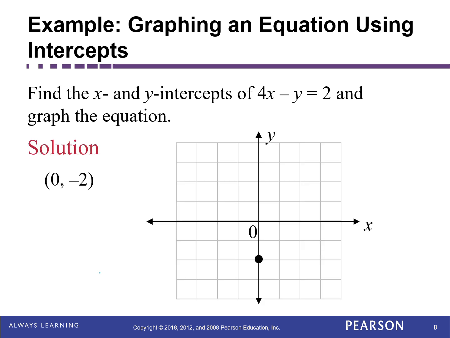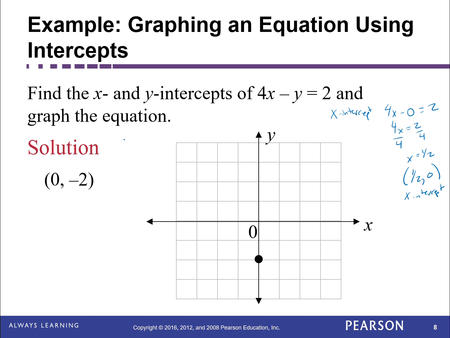Alright, so now in order to find the x-intercept, we let the y be 0. So here we have 4x minus 0 equals 2. That means that 4x equals 2, which means if I divide by 4, x equals 1/2. That means that 1/2 comma 0 is our x-intercept.